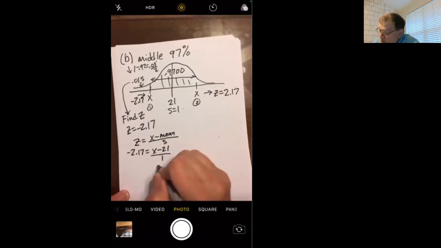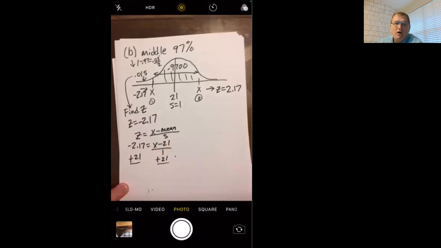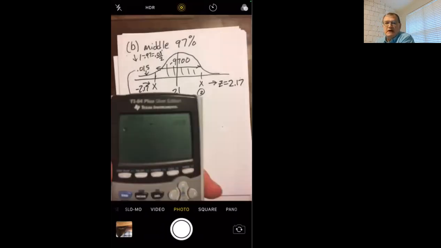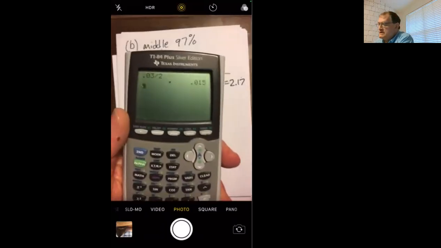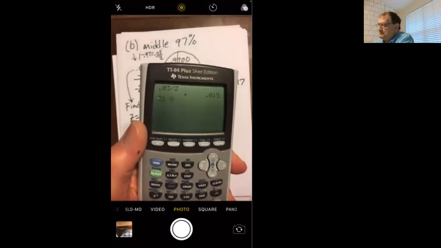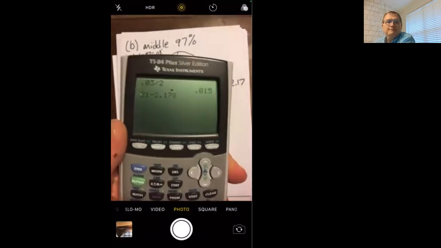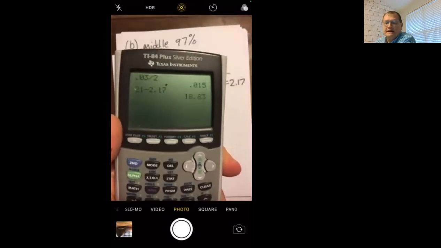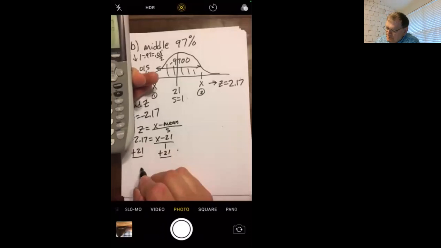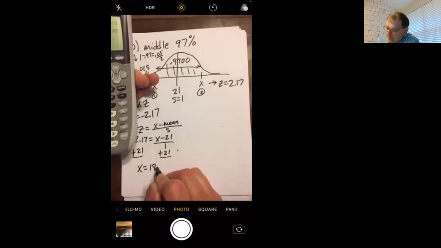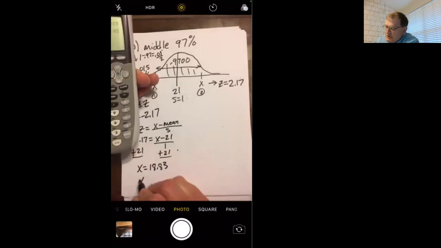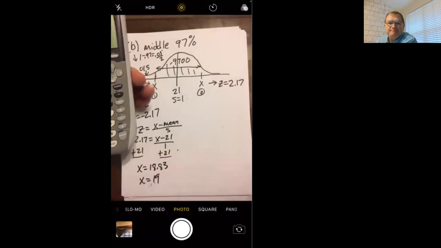I'm just going to add 21 just to speed this up. Add 21, add 21. Because I can ignore the divide by 1. So that's going to be 21 minus 2.17, which is 18.83. If they wanted the nearest integer, then that would be 19.